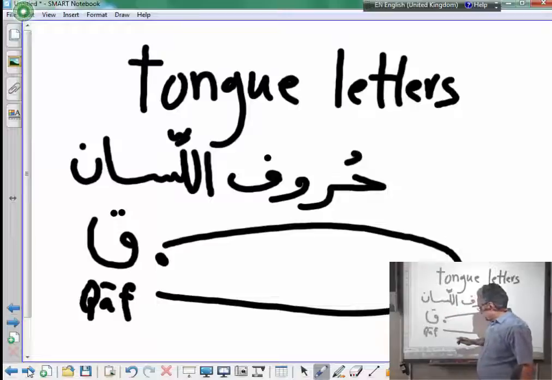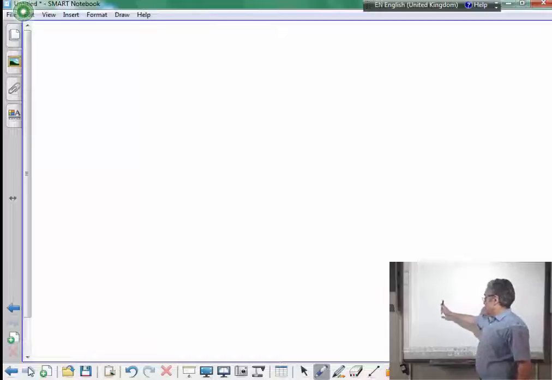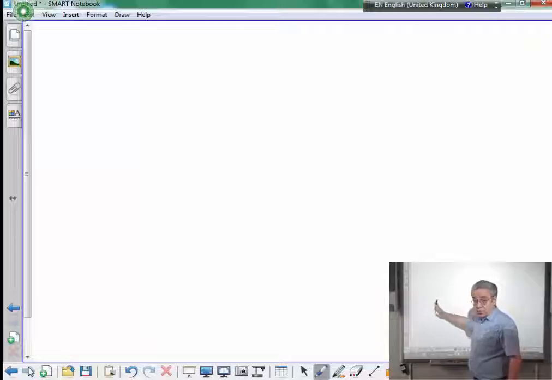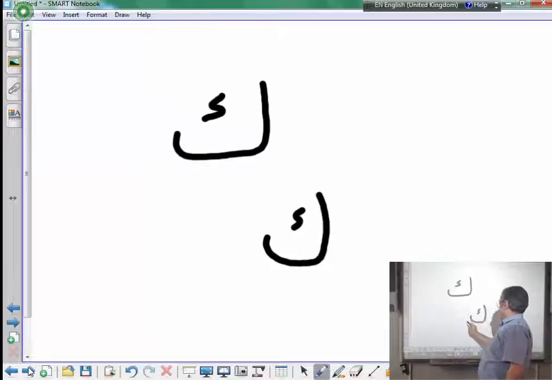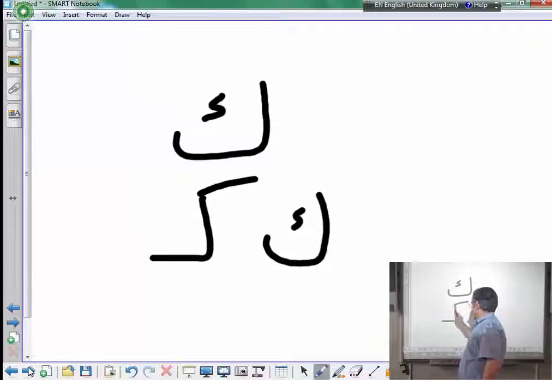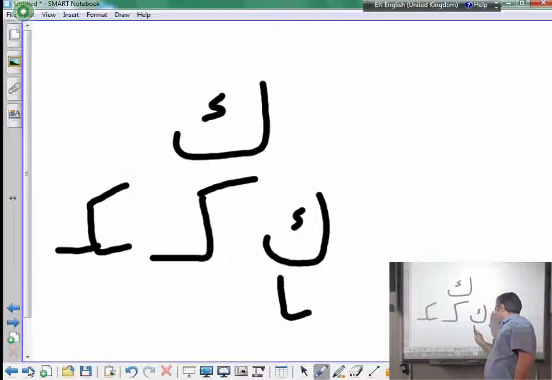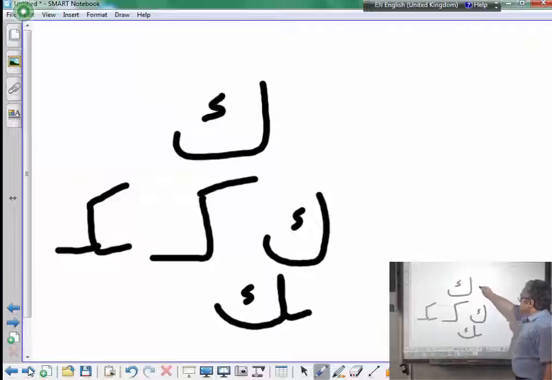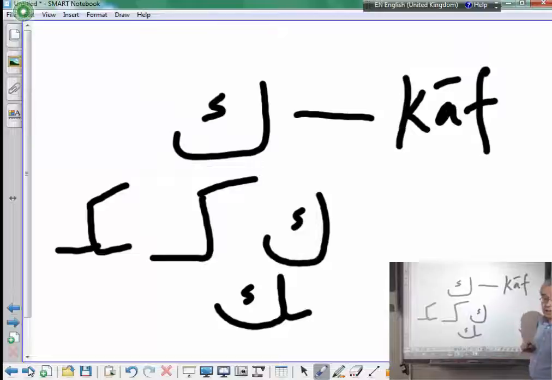The second letter, as you can see, is much easier, and you are familiar with that one. It is also from the furthest back of your tongue. It is easy to pronounce. Maybe you remember you wrote it in that shape. You can write it like this one here. If it is at the beginning, you can put it this way, in the middle this way, and at the end of the word it will be this way. So that is the letter. We call it kaf. Kaf.